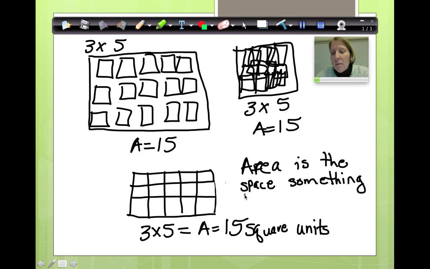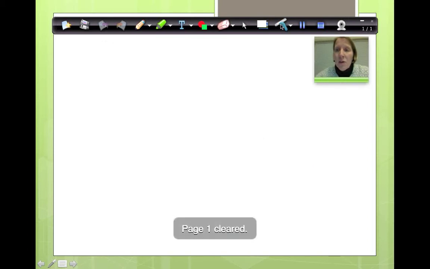Now, does this show the space something takes up? It's got extra space going on. This doesn't show the amount that 15 tiles takes up because they're overlapping. This shows exactly the amount that 15 tiles takes on the table, doesn't it? Okay, now, make sure you understand that. But then that lets us move on to something else.